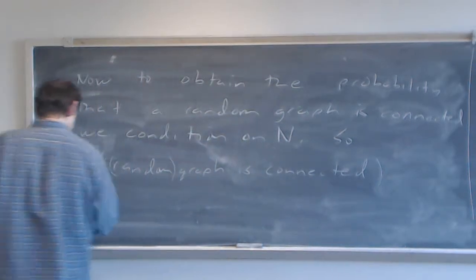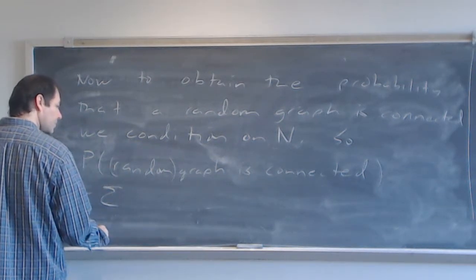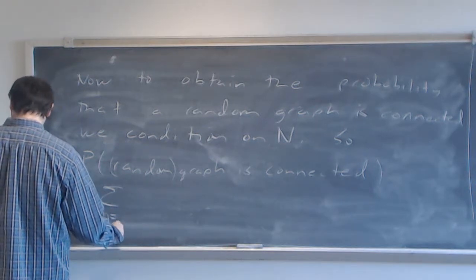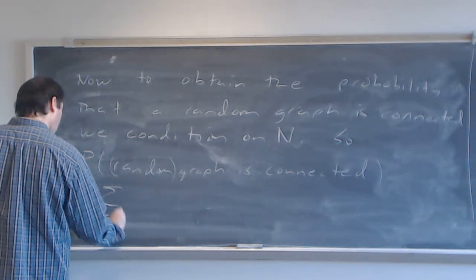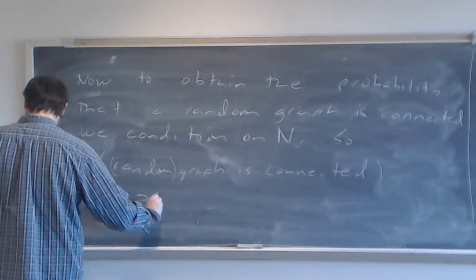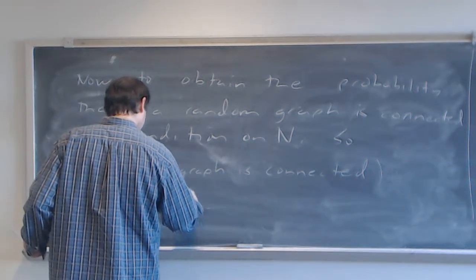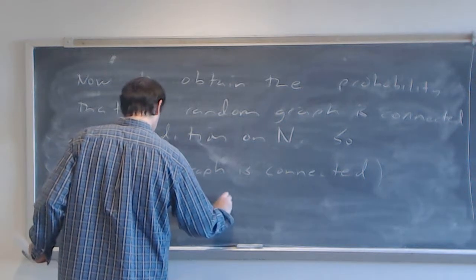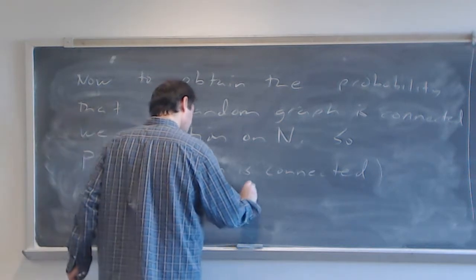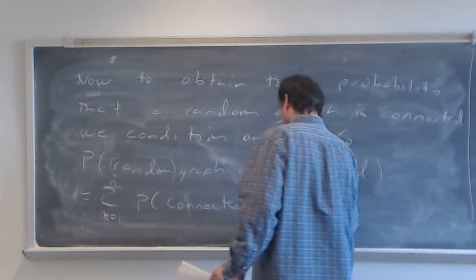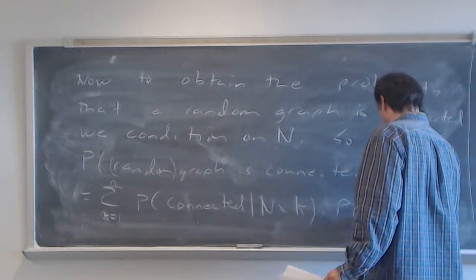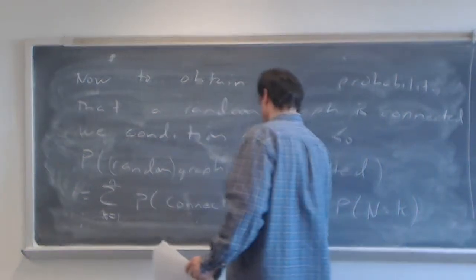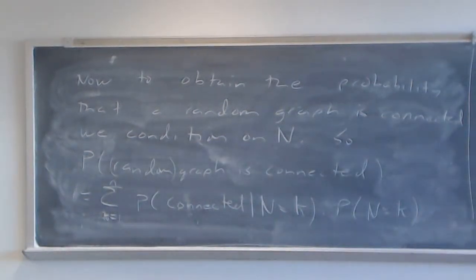Okay. It's going to be equal to a sum as k runs from 1 to n of the probability that the graph is connected given n equals k, times the probability that n equals k. So that's the setup for computing the probability that a random graph is connected.